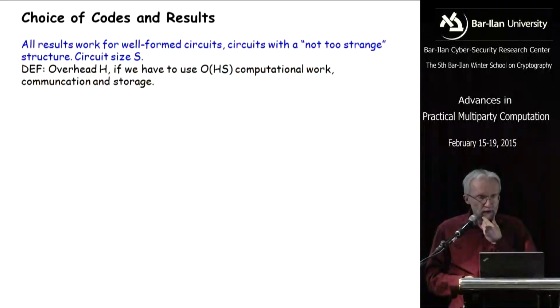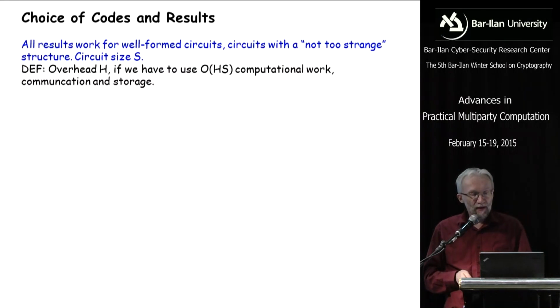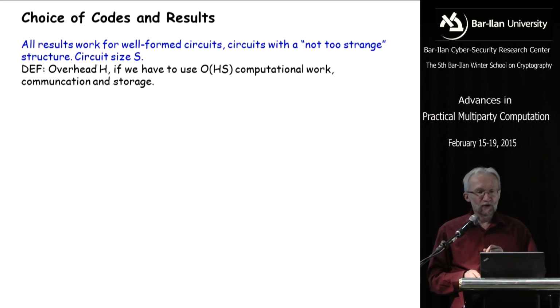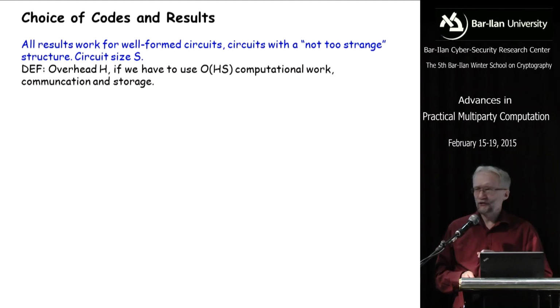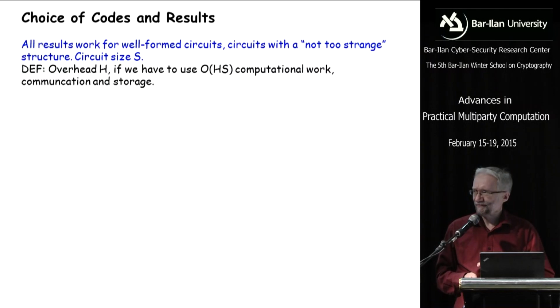So, the choice of codes. One thing I should say first is that the claim that you only pay a log factor in circuit size is true only if the circuit is well formed, as we define it. If it's not a really, really strange circuit. If it's a really strange circuit, you might have to pay an additional factor, which is related to the depth of the circuit. But I know of no circuits that anybody wants to compute in real life that would have this property. It's just that I have to exclude really weird things.